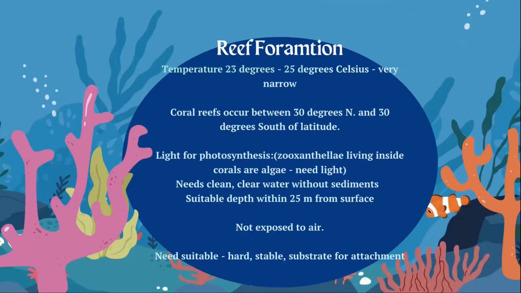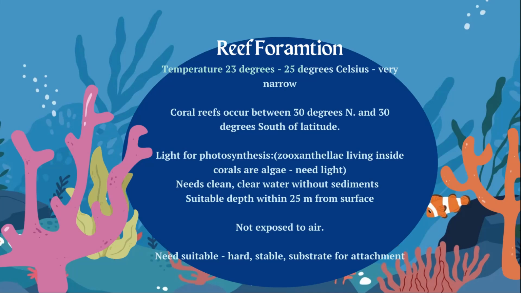So how do reefs form? Well, first, they need pretty warm temperatures, about 23 to 25 degrees Celsius, not very wide ranges for temperature, very narrow, so they like warm water. Coral reefs also need to be in tropical regions, like 30 degrees north and 30 degrees south of latitude.